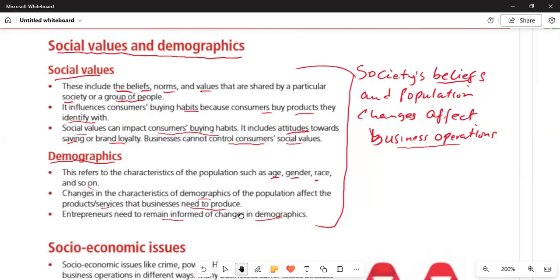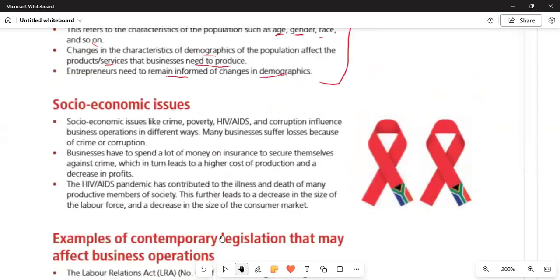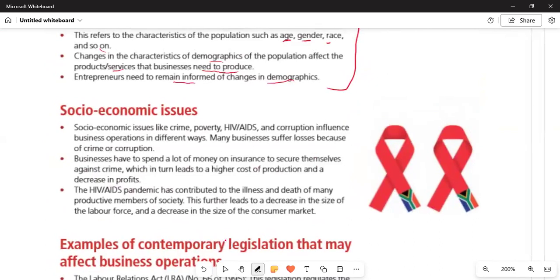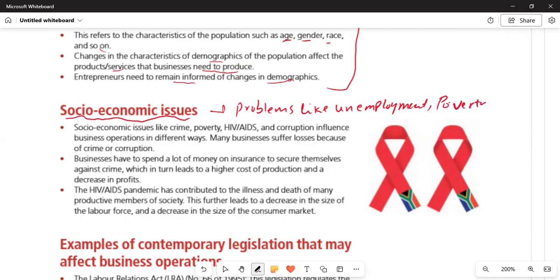Now let us move on to socio-economics. With socio-economics, we are talking about socio-economic issues, problems like unemployment, poverty, and inequality.